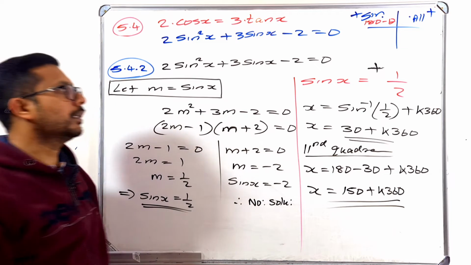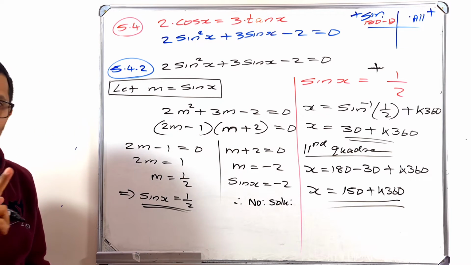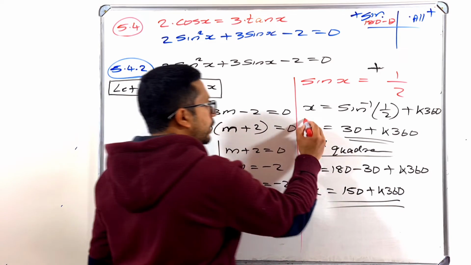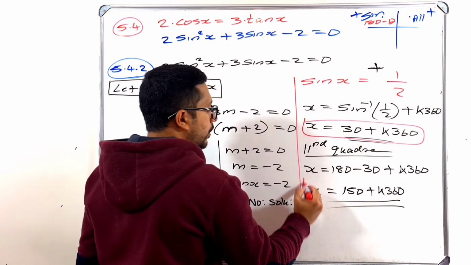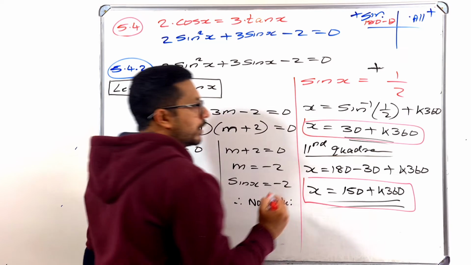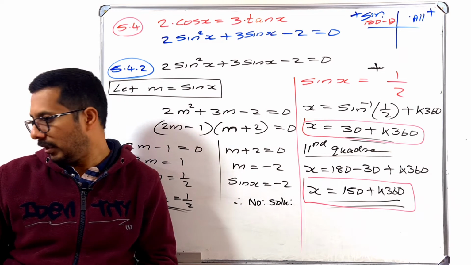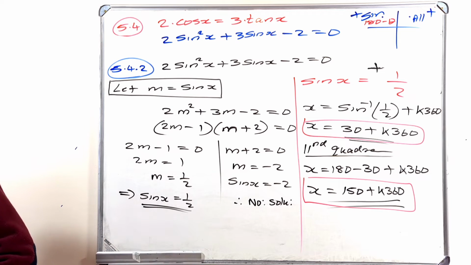So there are two solutions. One is x is equal to 30 plus k 360 and the second one is 150 plus k 360. This is one method. There are so many other methods also. So this is the general solution for that equation.